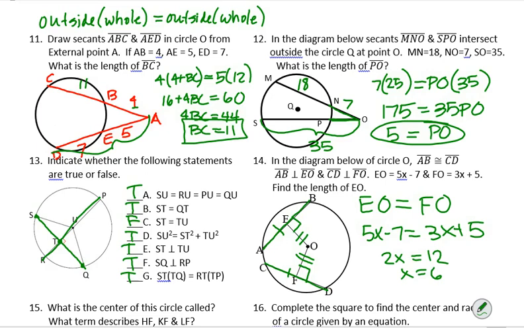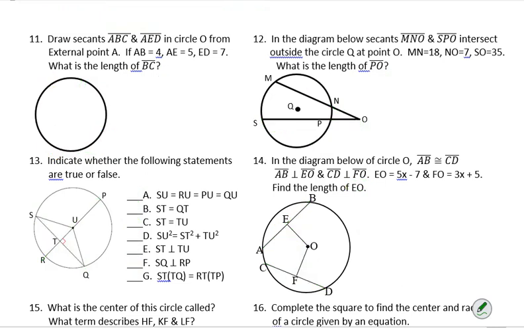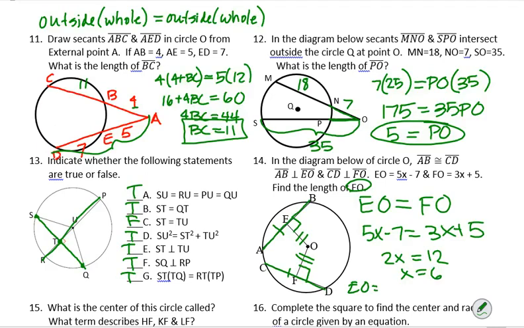Then it says find the length of EO. And this was the error a lot of my kids made on this quiz, is they didn't plug the x value back in. So EO was 5x minus 7. So I'm going to do 5 times 6 minus 7. That's 30 minus 7, so that's 23. That is our answer.